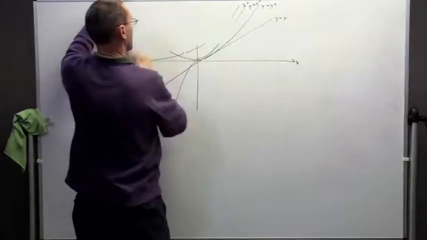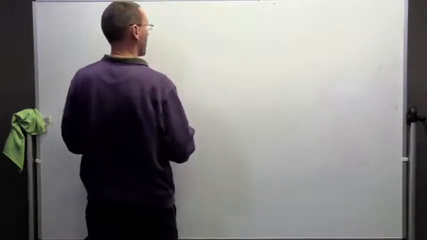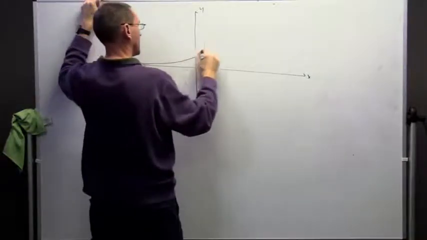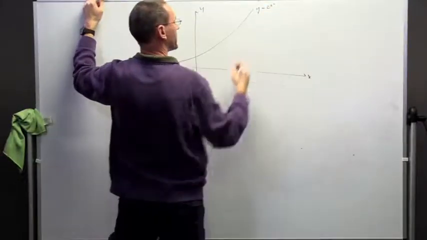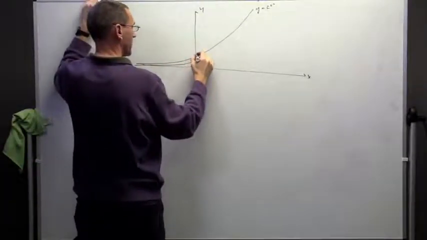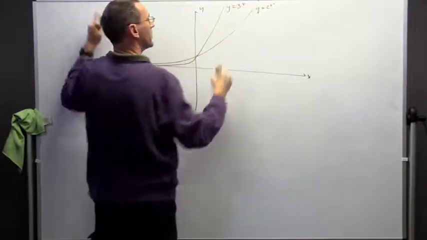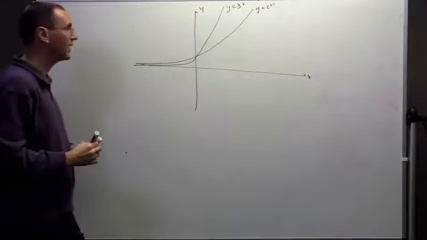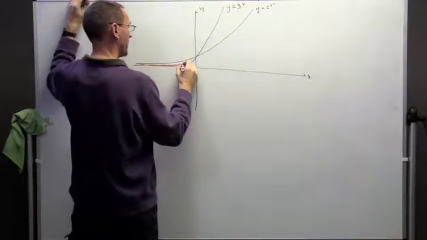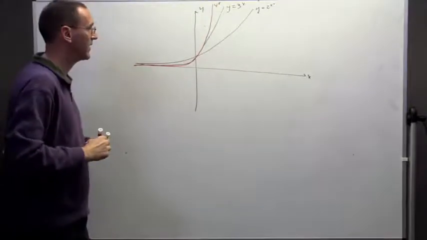In particular, what's going to happen? If I were to compare say y equals 2 to the x to y equals 3 to the x. Out here, it's going to get closer to 0 faster. But out there, it's going to grow much faster. Okay. Likewise, if I have y equals 4 to the x, it's going to get closer to 0 out here. It's going to go through the same point here and grow much faster.